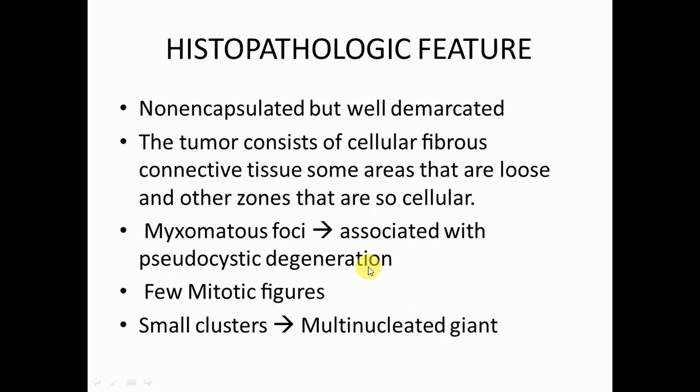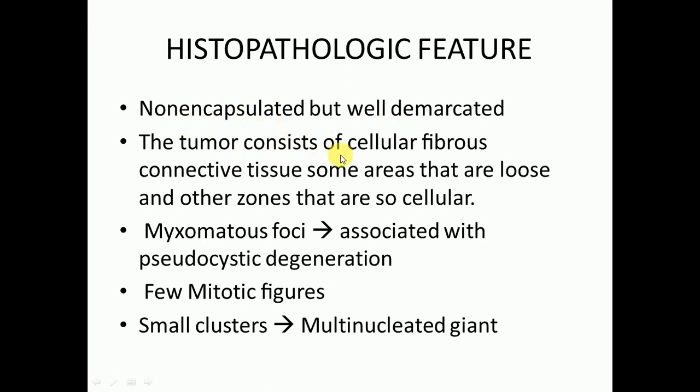What are the histopathological features? These features are very important. They may come in the exam, and they can ask you about the histopathological features. These features resemble different other lesions, so keep in mind that on the basis of histopathological features you can distinguish that this is a juvenile ossifying fibroma. They are non-encapsulated but well demarcated.